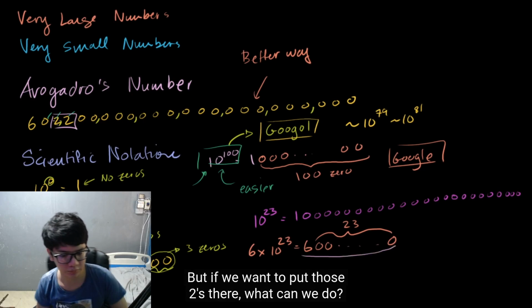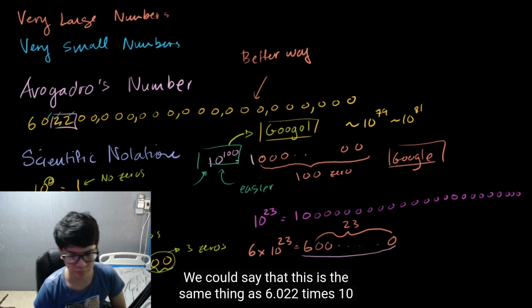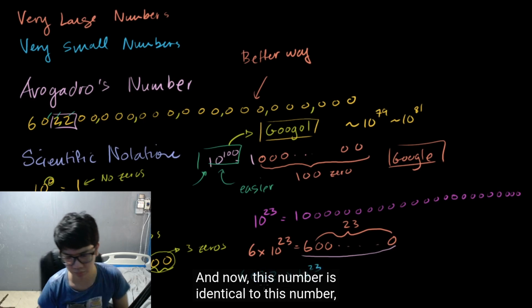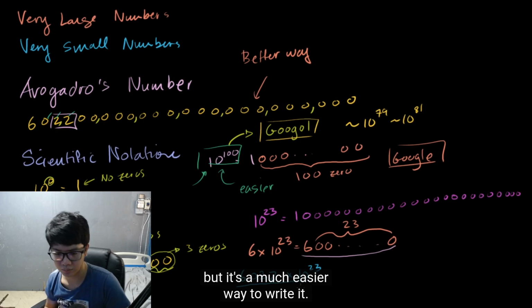But if we want to put those 2's there, what can we do? We can put some decimals here. We can say that this is the same thing as 6.022 times 10 to the 23rd. And now this number is identical to this number, but it's a much easier way to write it.